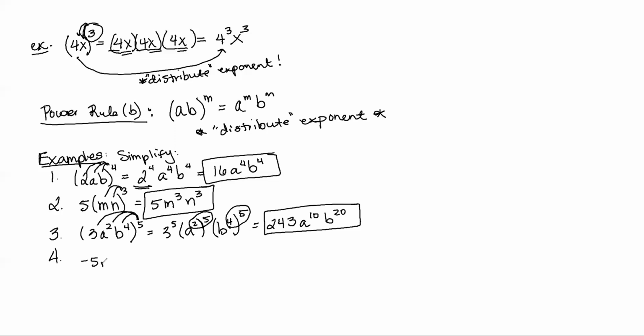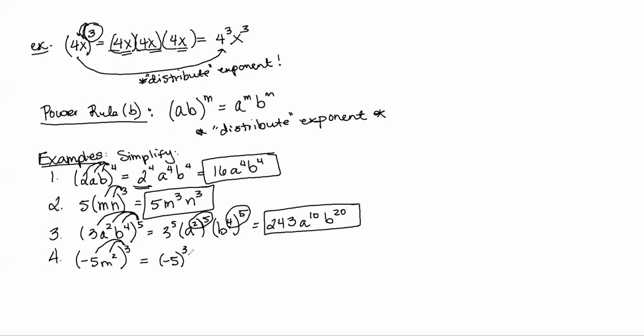Negative 5m squared in parentheses cubed. All right, so this is another one you have to be careful with. We have this 3 on the outside, so we want to distribute it to the m and the 5. And that's not just a 5. We're raising a -5 to the 3rd power. So I'm going to put that -5 in parentheses. And just remember, if the negative is already in the parentheses in this first step, it should stay in parentheses in the next step.